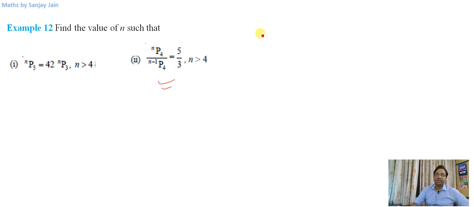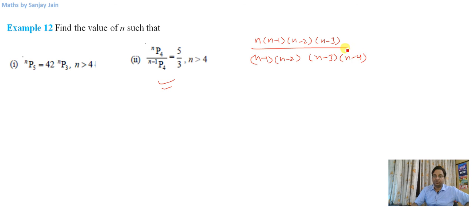So can I write this nP4 as n into n minus 1 into n minus 2 into n minus 3? That is how we write this. That is another way of thinking about it. I can start with n and go up 4 steps. And in the denominator, I can write n minus 1, n minus 2, n minus 3, n minus 4, 4 steps. And it is equal to 5 by 3.